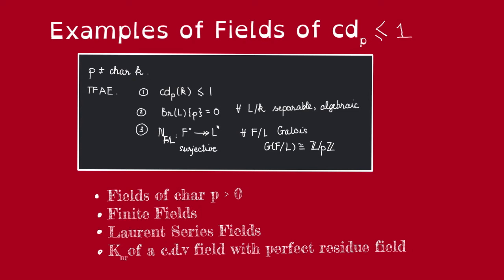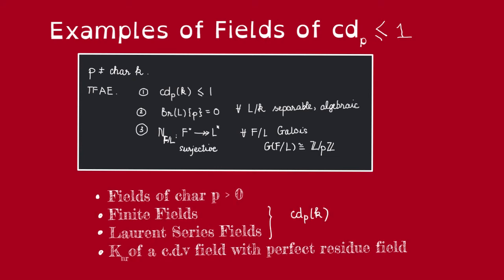All of them have pth cohomological dimension less than or equal to 1, but we cannot apply this theorem to this case because this theorem requires that the characteristic not be p. Now in this video, we're going to look at some more examples. So why do finite fields and Laurent series fields have pth cohomological dimension less than or equal to 1?